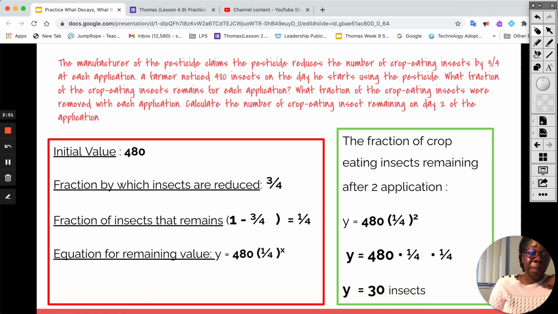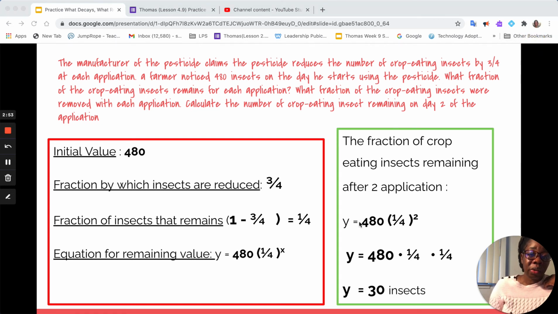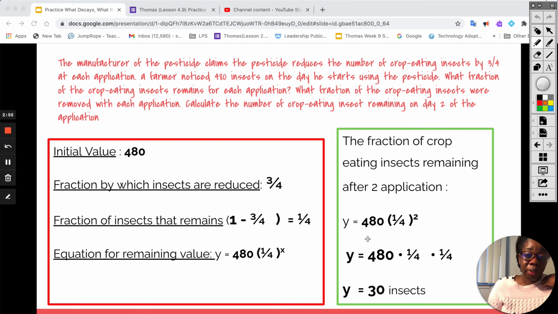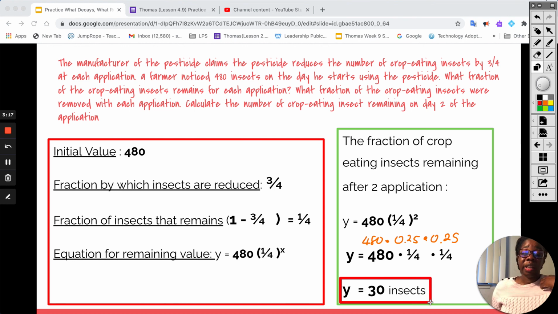Remember, many of our fractions can be written as decimals, so that 1/4 is the same as 0.25. So it would be 480 times 0.25 times 0.25. And when you put that in your calculator, we notice that we have 30 insects remaining after the second day. And this would seem a very effective pesticide. So if you were trying to make a decision about buying pesticides, this would be one you want to purchase.